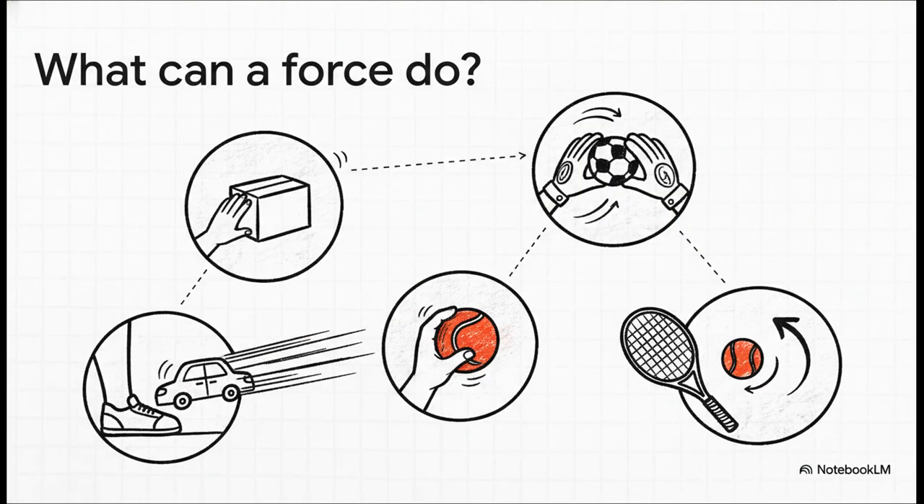So what are the effects of a force? What can it actually do? Well, it's quite powerful. A force can make an object that is standing still start to move. It can stop a moving object. It can make a moving object go faster or slower. It can change its direction. And it can even change the shape of an object, like when you squeeze a sponge or a rubber ball.